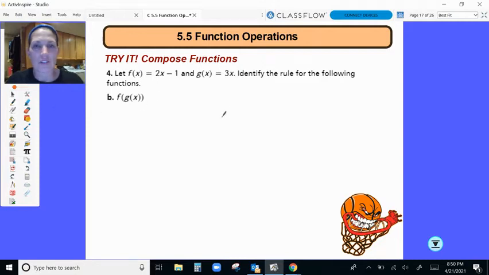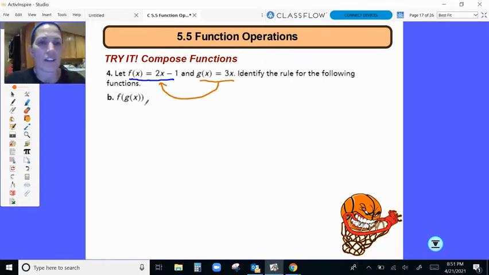All right, so you guys can maybe try this. Maybe pause the video and see if you can do this f of g of x. So we're plugging in g of x into f of x, okay? So we have our f of x right here. We have our g of x right here. We're going to find our f of g of x. So we're going to substitute this guy right into this x right here, okay?